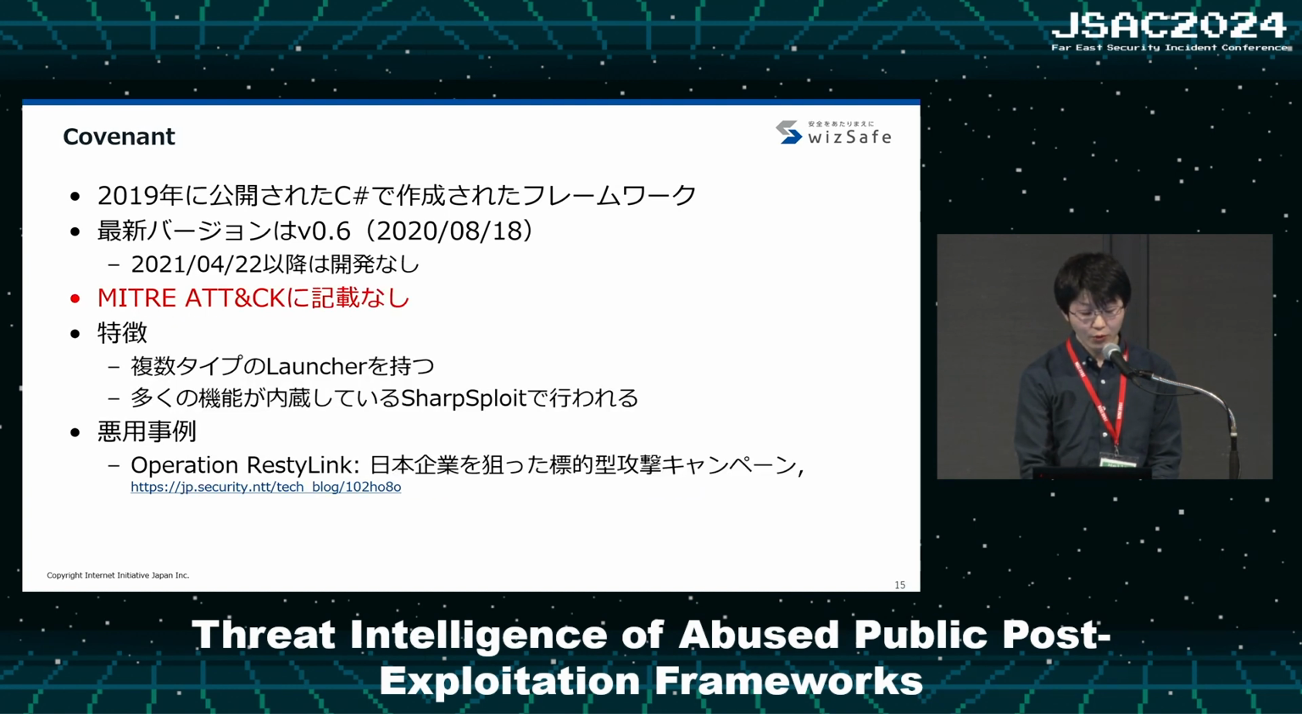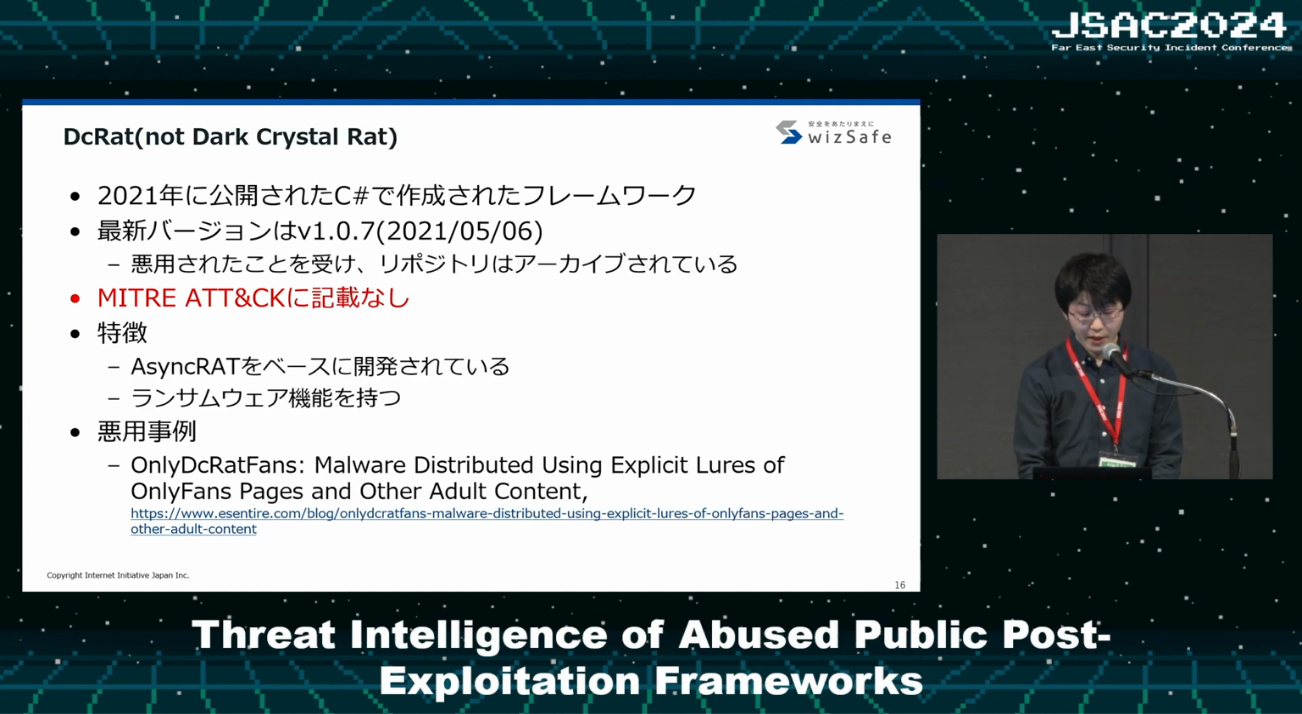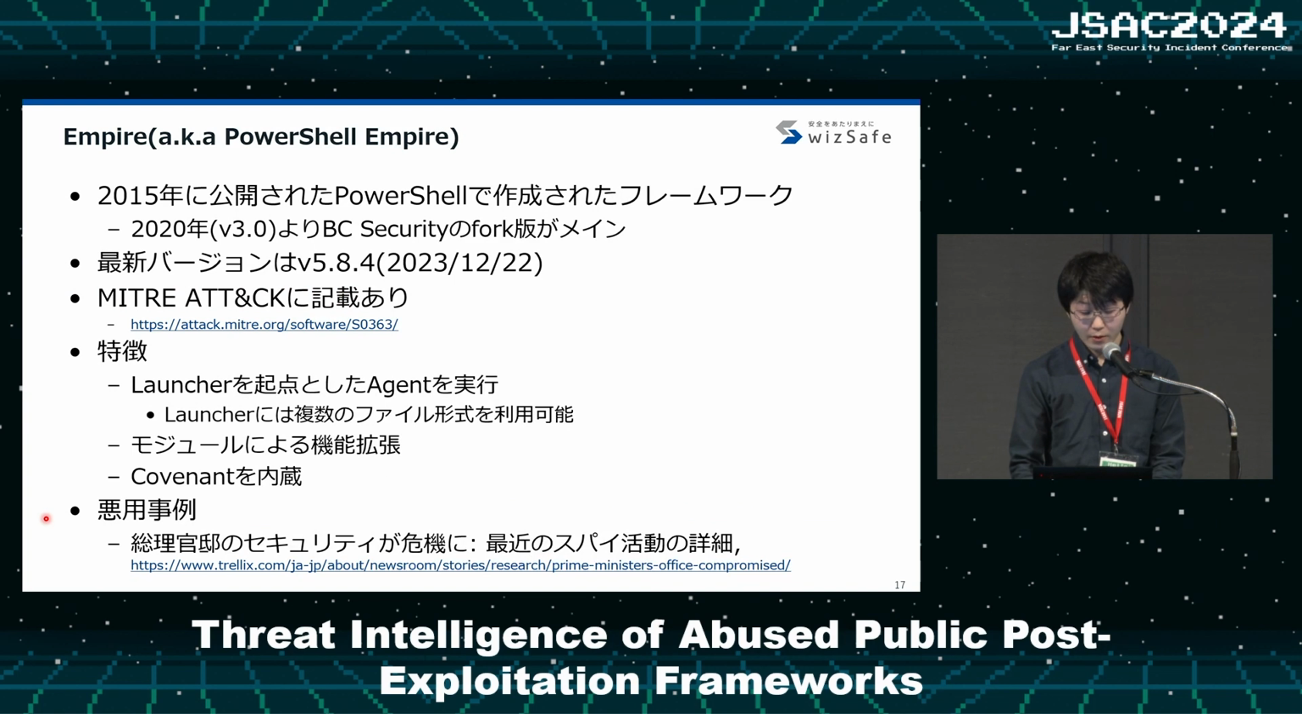Next, Covenant. It has multiple different launchers, and a lot of things are done by embedded SharpSploit. Other tools use external modules, but for this framework, all the tools are developed in-house by the developers. Next is DCRat. The uniqueness of this is that it is based on AsyncRAT, and the additional feature is that a ransomware feature is also added.